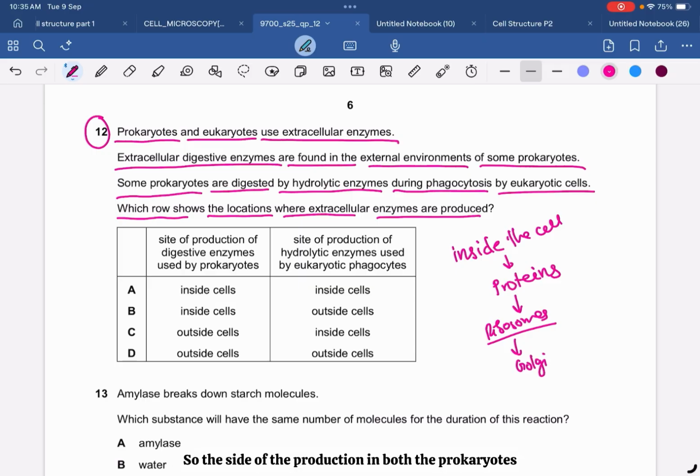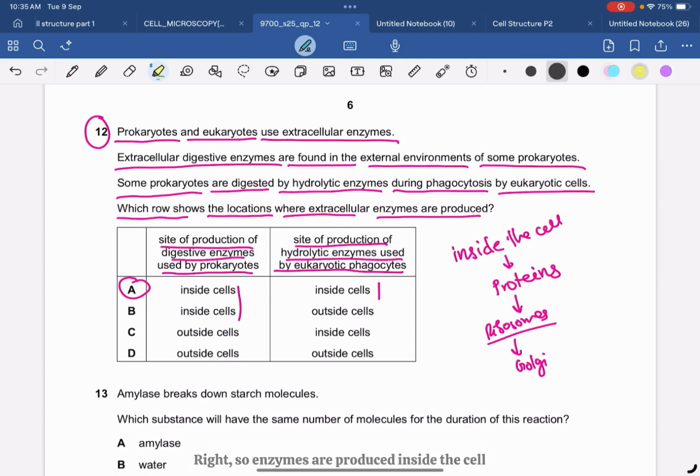So in both the prokaryotes and the eukaryotes, enzymes are produced inside the cell, right. So the site of production of the digestive enzymes used by the prokaryotes would be inside the cell. The site of production of the hydrolytic enzymes used by the eukaryote phagocytes is also inside the cell, right. So enzymes are produced inside the cell, and then they can move out of the cell by exocytosis, but they are synthesized inside the cell.